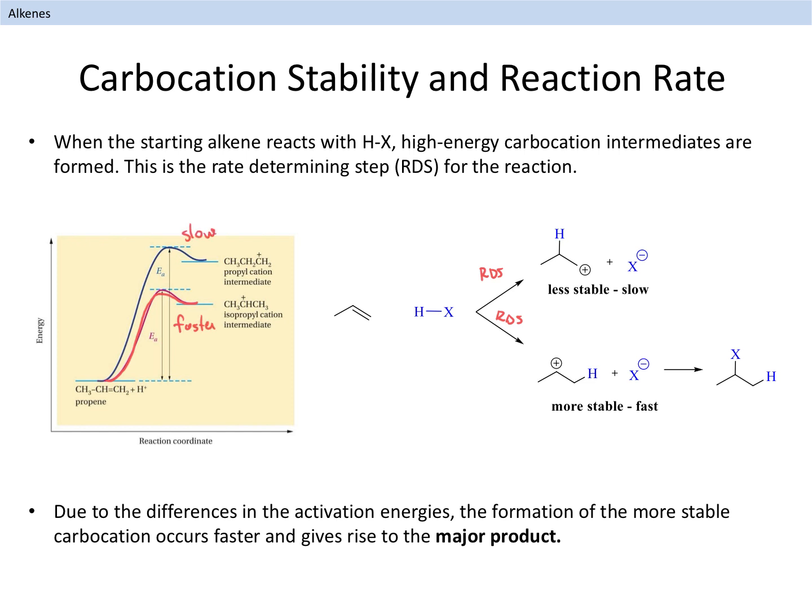As an example, consider the addition of hydrogen bromide to propene. When the proton adds to the double bond, it can form either a primary or a secondary carbocation. The secondary carbocation, with 2 alkyl groups stabilizing the positive charge, is more stable than the primary carbocation. The transition state leading to the secondary carbocation is lower in energy, making it faster to form.